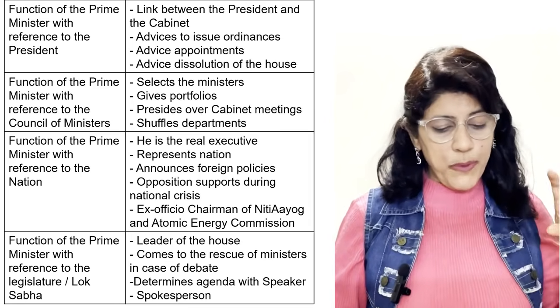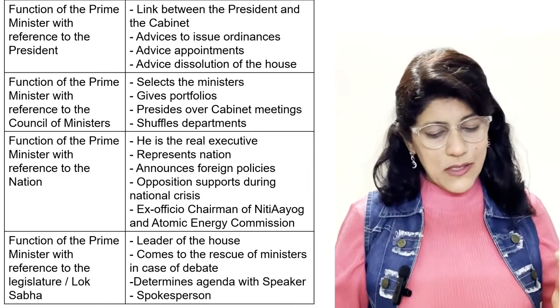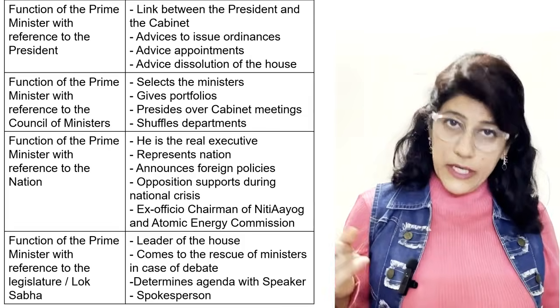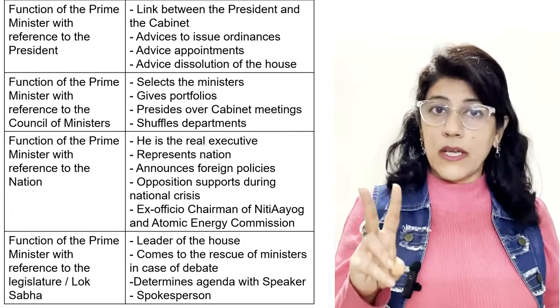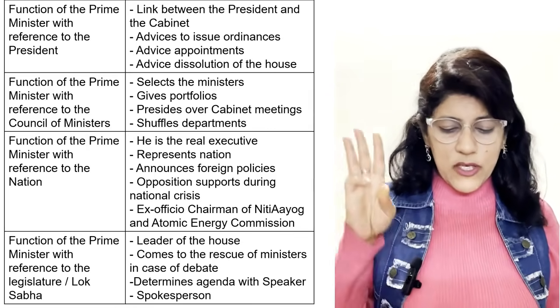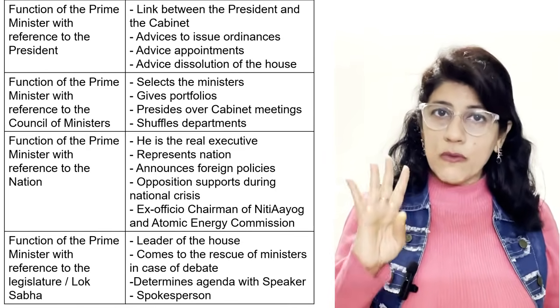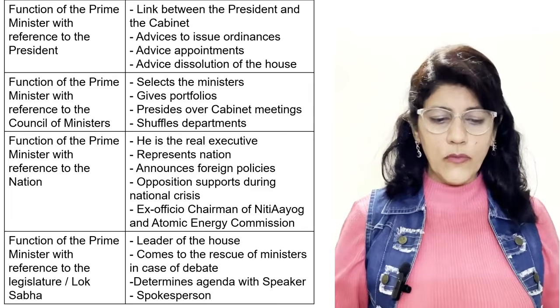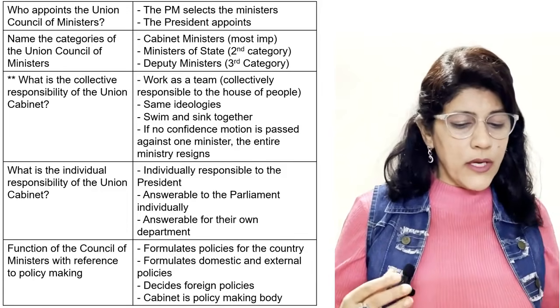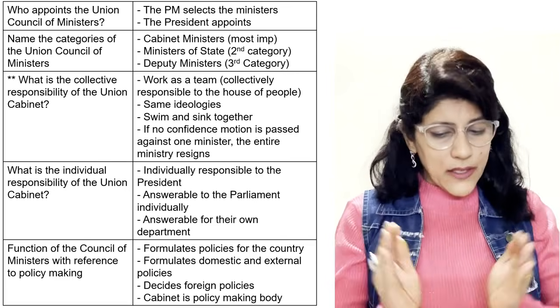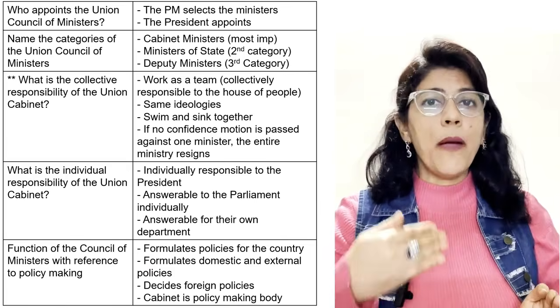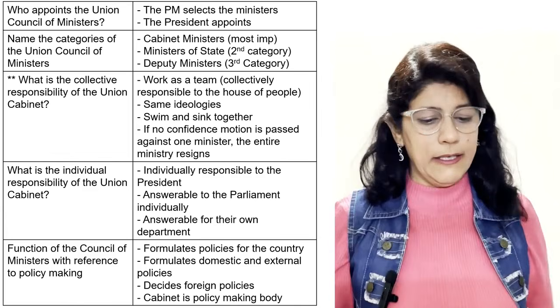Next is function of the Prime Minister with reference to the Legislature or Lok Sabha. Leader of the House, comes to the rescue of ministers in case of debate, determines the agenda with the Speaker, main spokesperson. Who appoints the Union Council of Ministers? The Prime Minister selects the ministers and the President appoints, putting his seal on it.